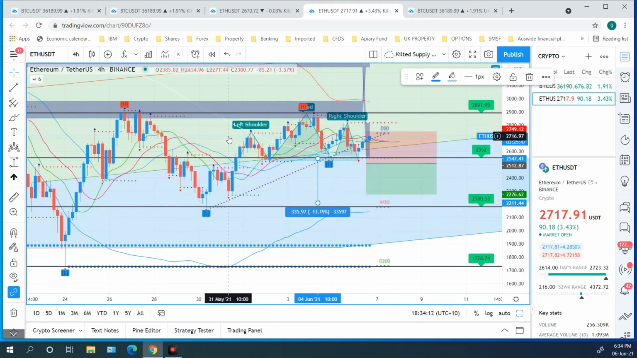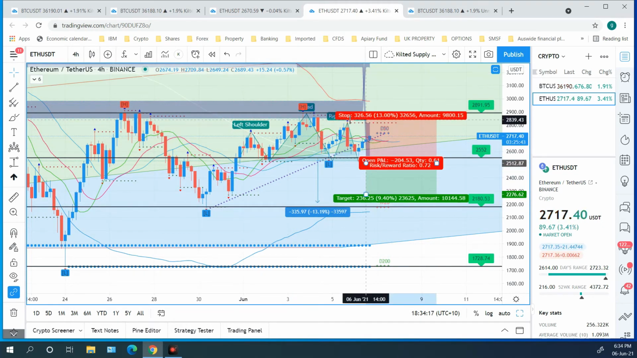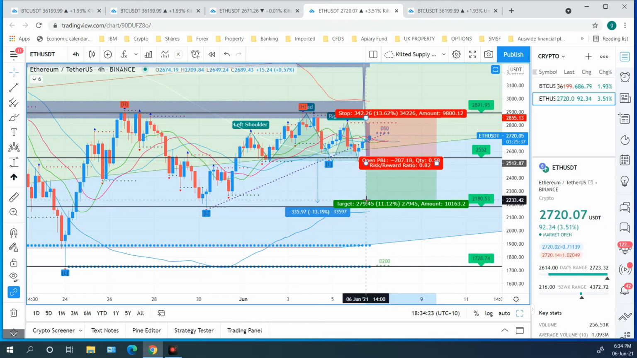So what I'm looking for is a trade, and the way I'll be trading this is the stop loss will be here just above the right shoulder, and take profit will be down here. I'll be taking something just short of this line here.